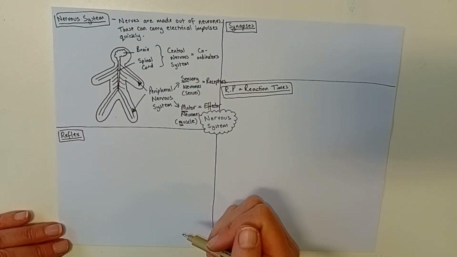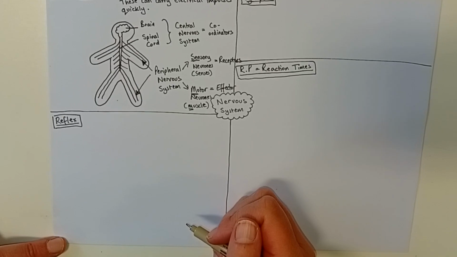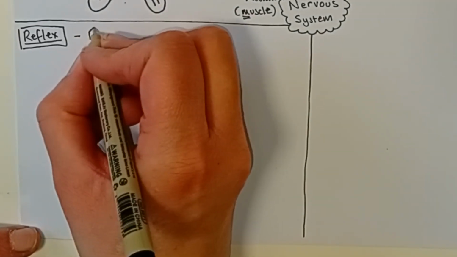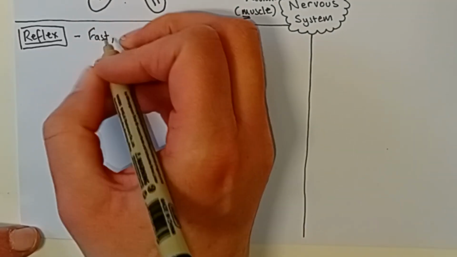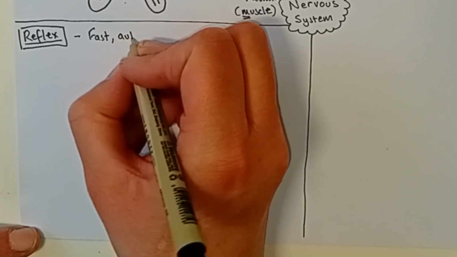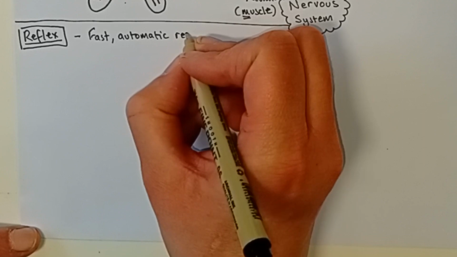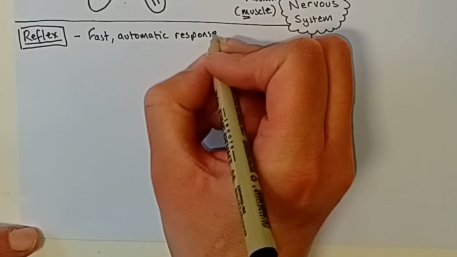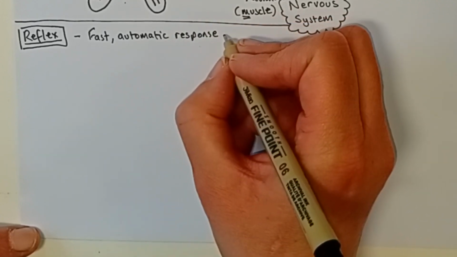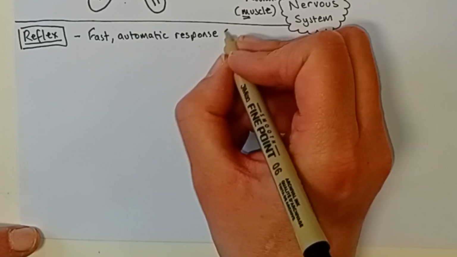On to reflexes then, or reflex arcs. A reflex is a fast, automatic response. And by automatic, we mean we don't think about it. We don't involve the conscious brain.